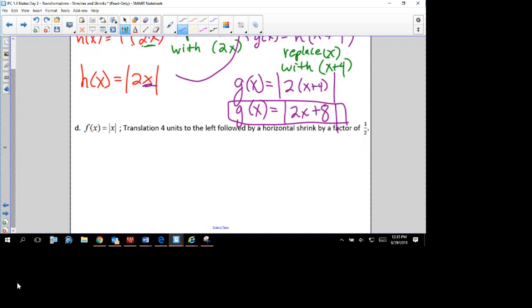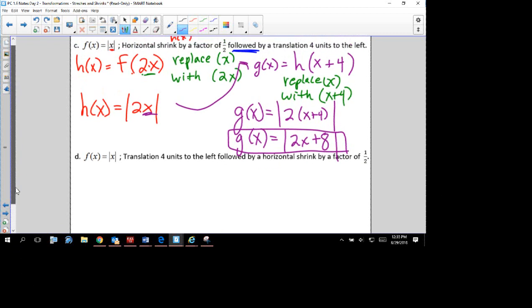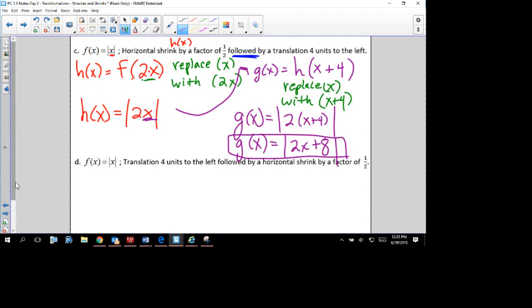So question D, translation 4 units to the left, followed by a horizontal shrink by a factor of 1/2. I feel like I just had those exact same words in the previous question, did I? But what's different about these two questions? The order. Let's see if it makes the equation the same or if it changes the final equation. Let's see what the order does, if order is important or not.